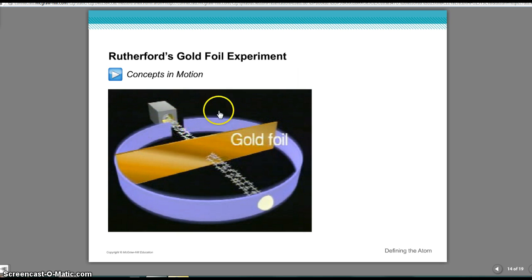All right, so we're going to take a look at a short little video about Rutherford's gold foil experiment.